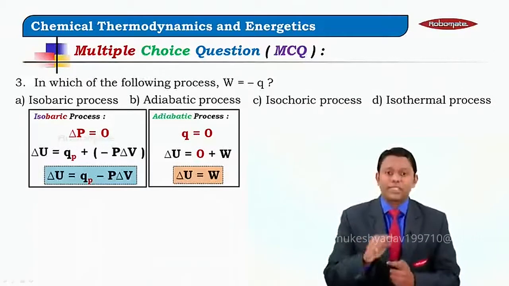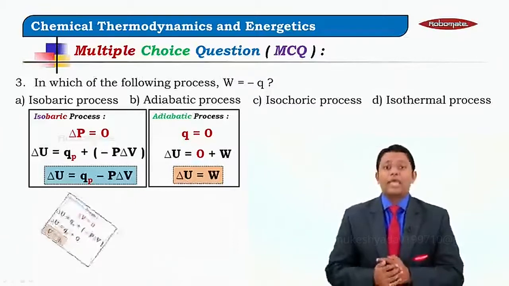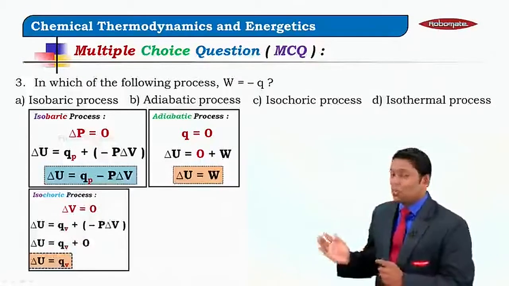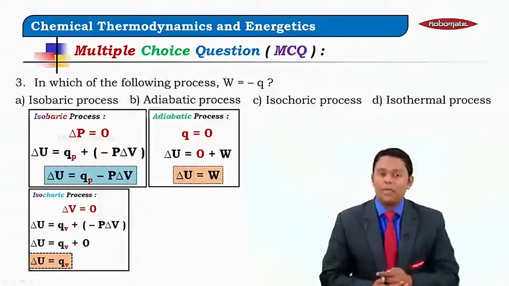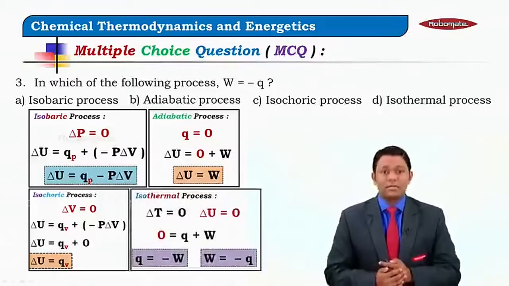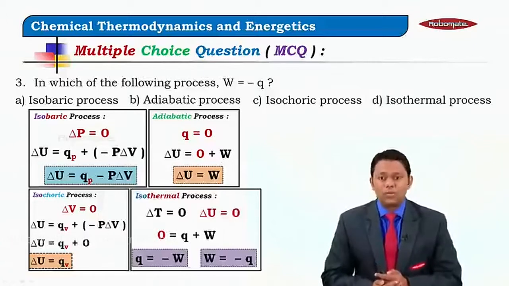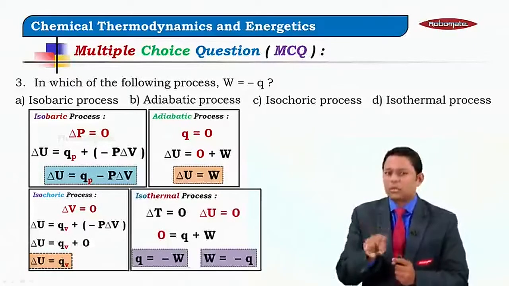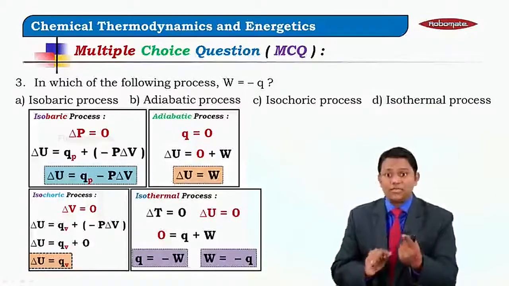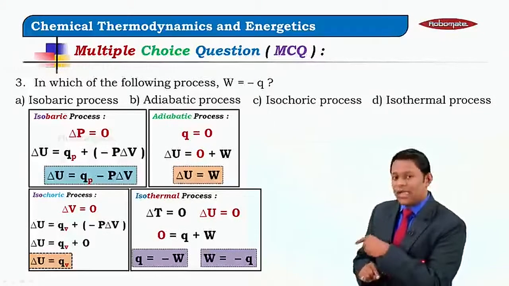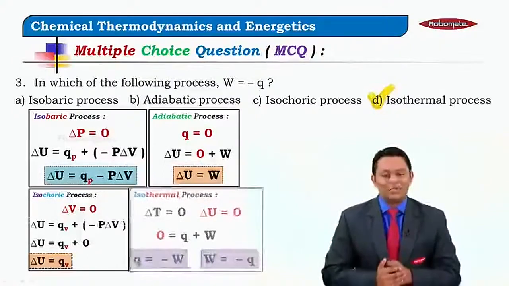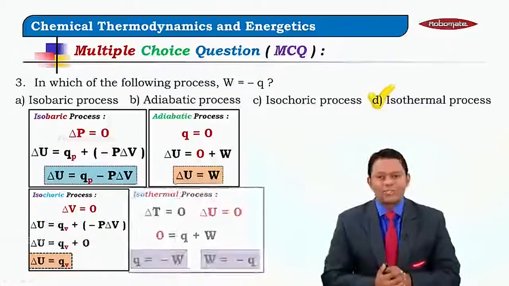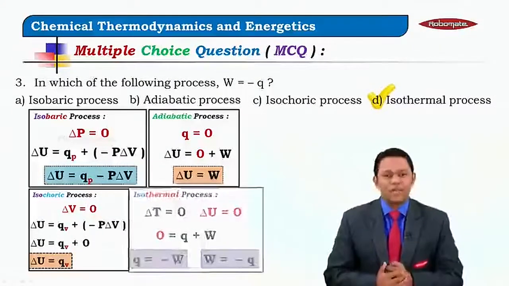The third option says isochoric process. In isochoric process, delta U is equal to QV. Once again, it doesn't match our requirement. And the fourth option says isothermal process. Yes, in isothermal process, temperature is constant, so delta T is 0 and we get W is equal to minus Q or Q is equal to minus W. So yes, this is where our option is correct and our final option is option D.